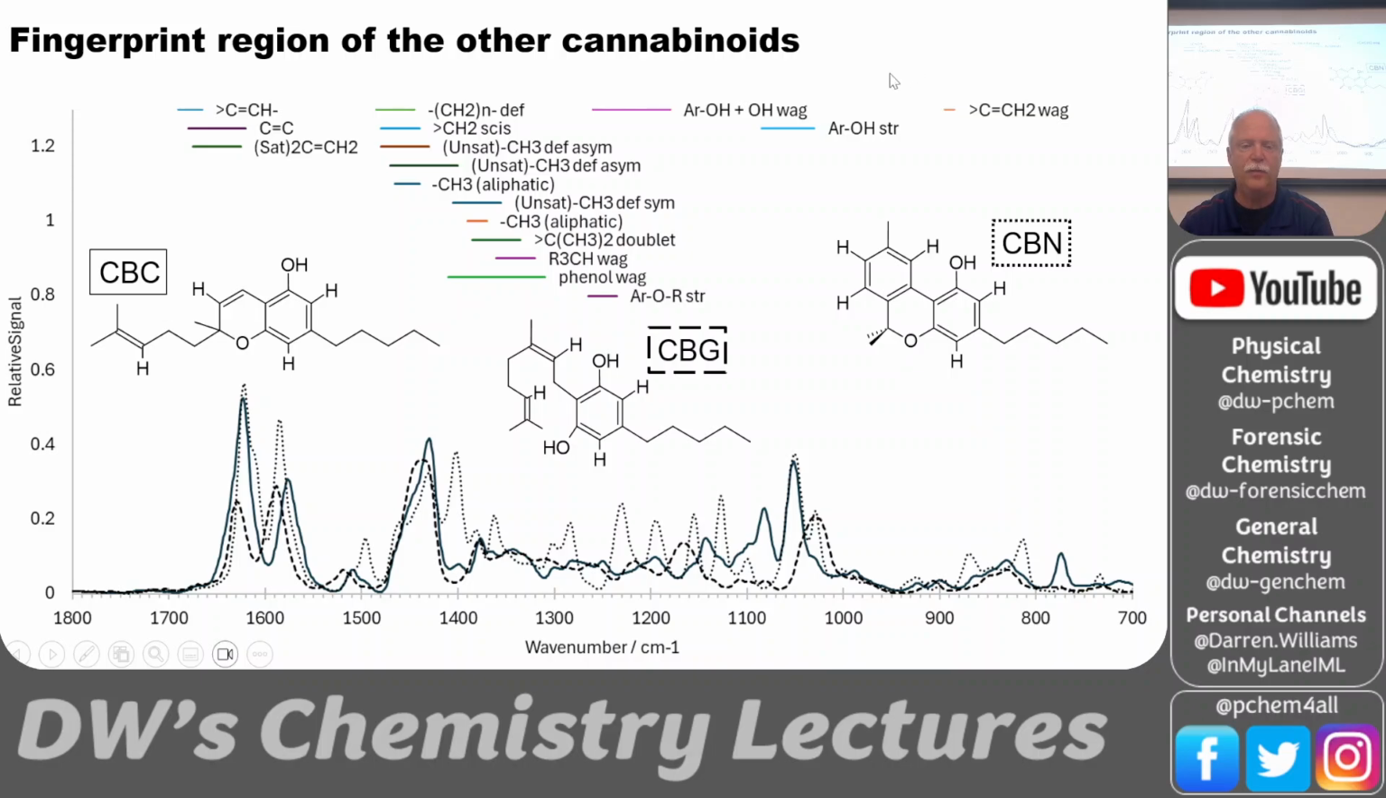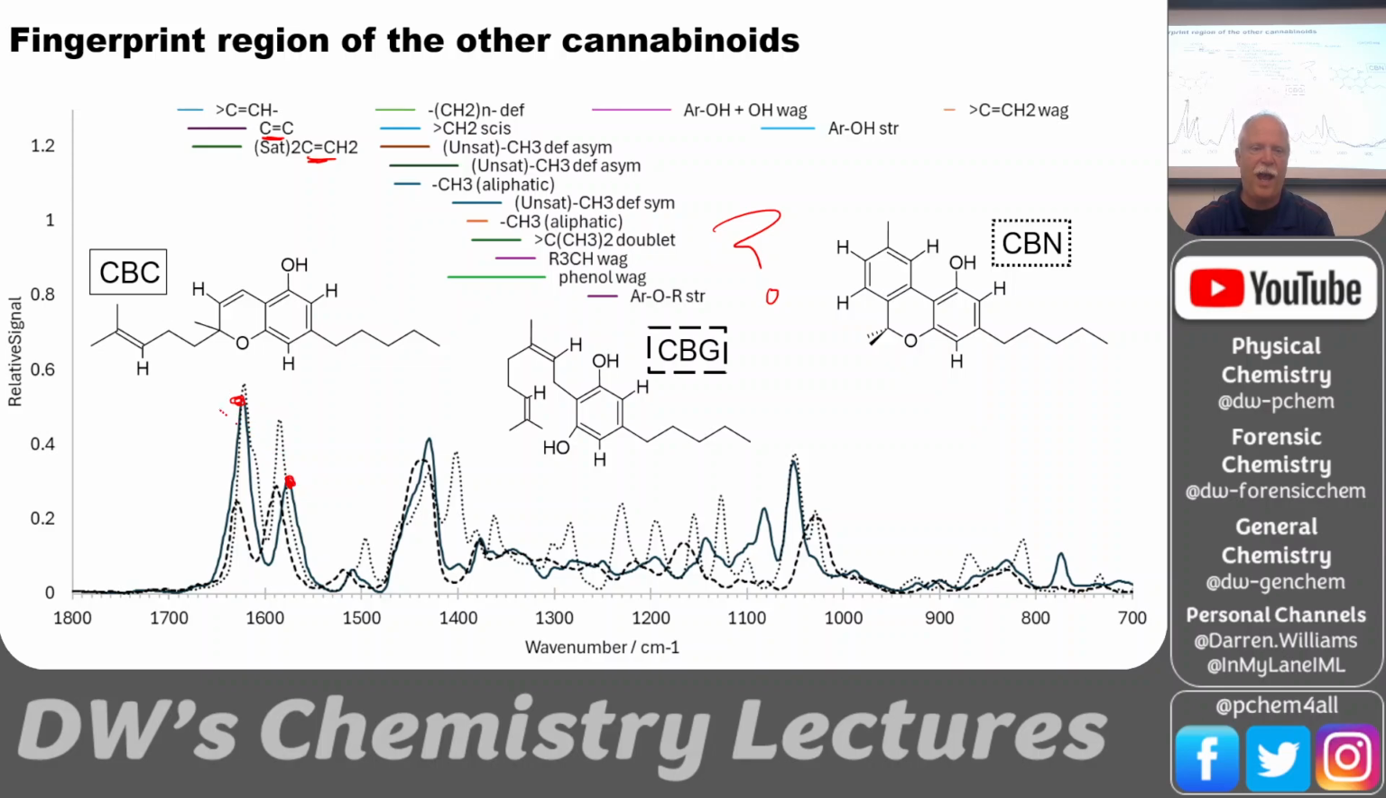Okay, here's the fingerprint region for those molecules. Now they don't have the acid's carbonyl stretch, but they still have carbon-carbon double bonds. And so we have some of these carbon-carbon double bond stretches that are showing up in this region. So this one, I just put a big question mark here. I haven't analyzed these three in this region too much. I have analyzed them enough to pick spectral features that will split them apart. But if you look at this black one, the CBC, it's got a ratio here that seems to be unique.